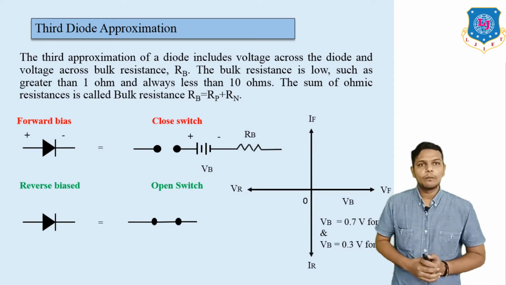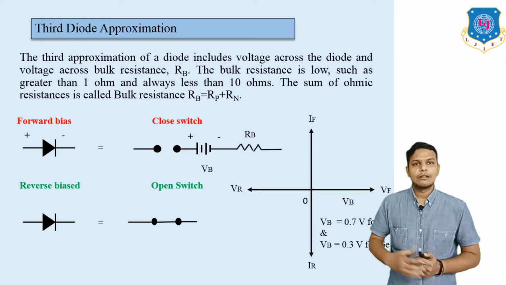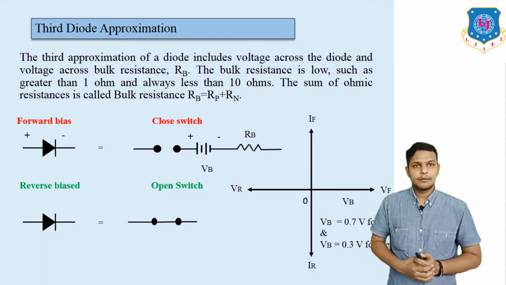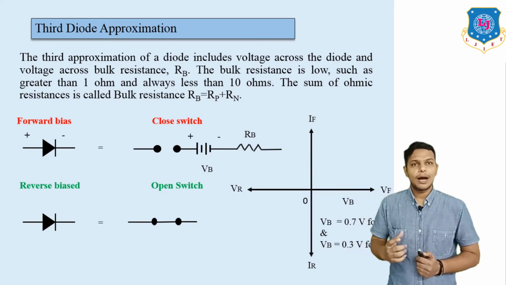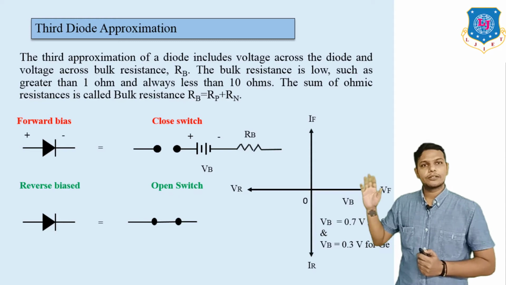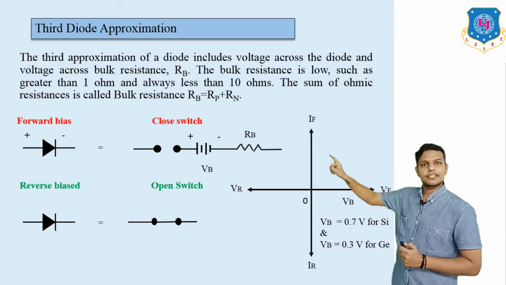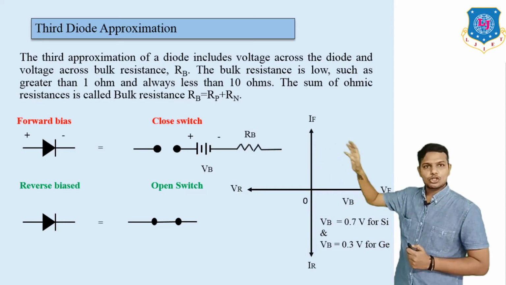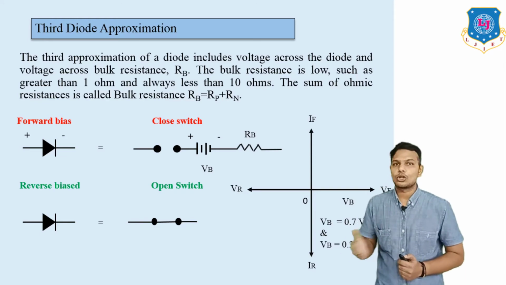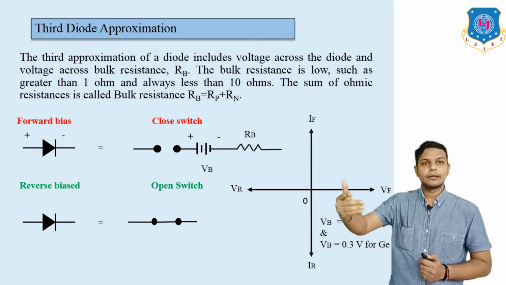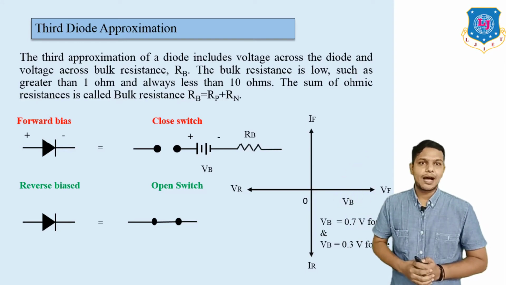Bulk resistance is very low, such as greater than 1 ohm or less than 10 ohm. So the sum of this ohmic resistance becomes bulk resistance, and its equation will be RB is equal to RP plus Rn. So here this is the bulk resistance along with the battery. So in this case number 1, forward bias. Current always flows from plus to minus, meaning anode to cathode. So it becomes a closed switch, but here we add one battery and bulk resistance RB.